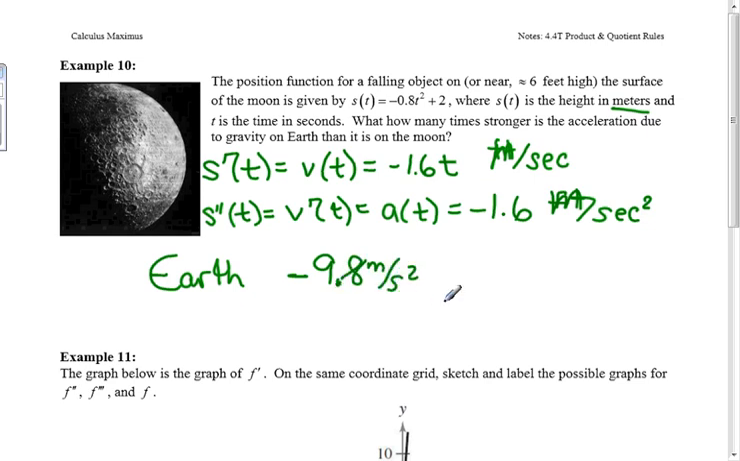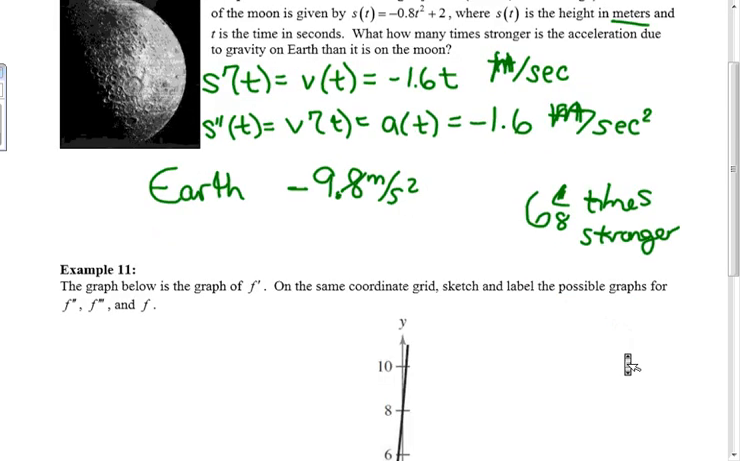So how much faster is that? Well, you can figure it out and tell me. I think it's like 6 1/8 times stronger. So you tell me if I'm right tomorrow. Okay. Times stronger. Okay, so things are going to fall a lot faster on Earth than they are on the moon, and that has to do with the acceleration of gravity.